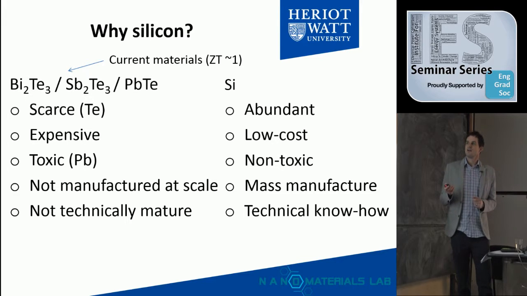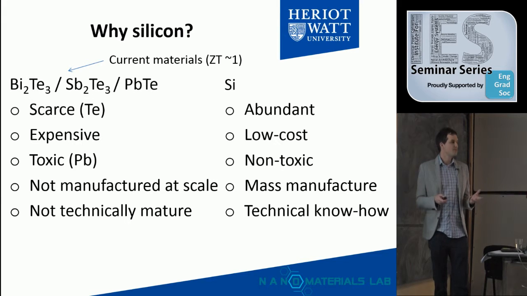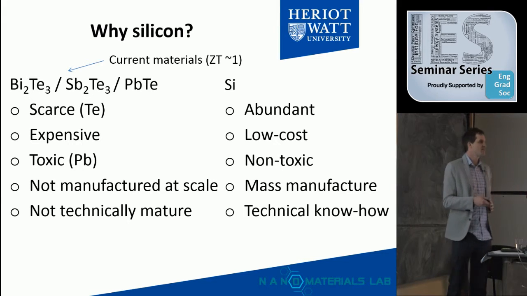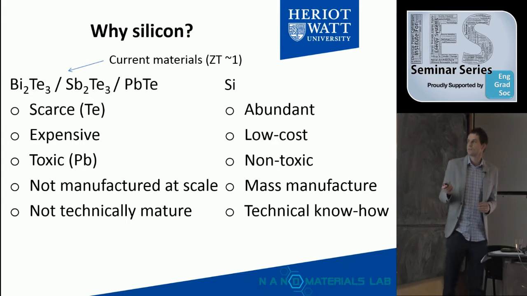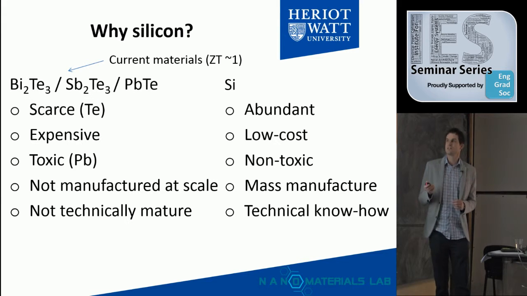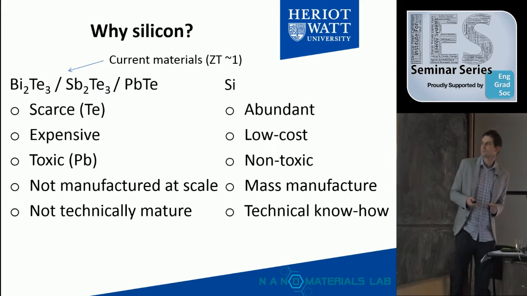But there are lots of advantages silicon has over some of the traditional thermoelectric materials. So you can see them listed here. The first two, bismuth telluride and antimony telluride, tend to be used when we have waste heat at temperatures from room temperature up to a couple of 100 degrees. If we go slightly higher, 400-500 degrees, lead telluride tends to become the material of choice.